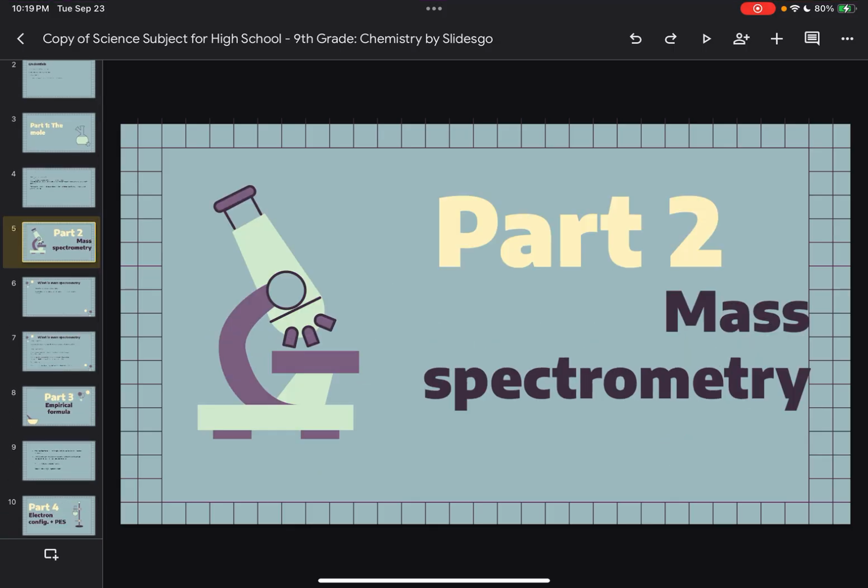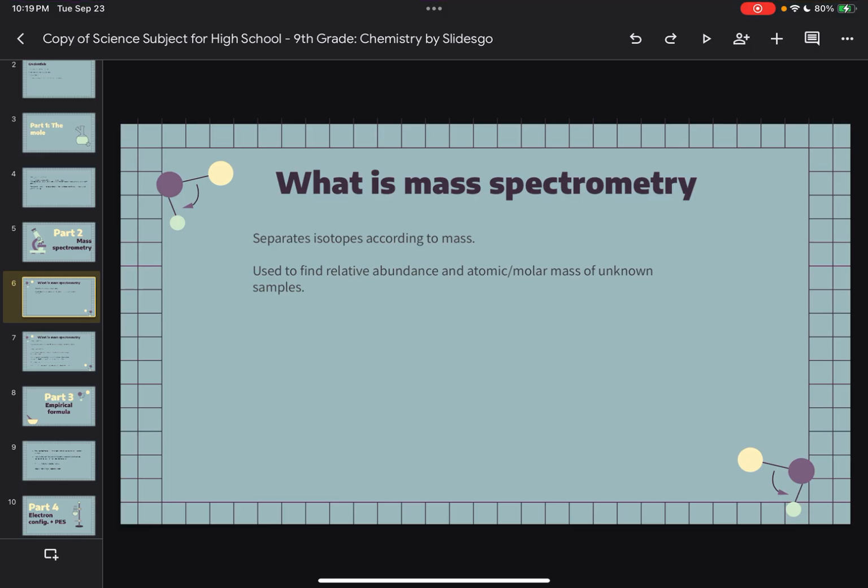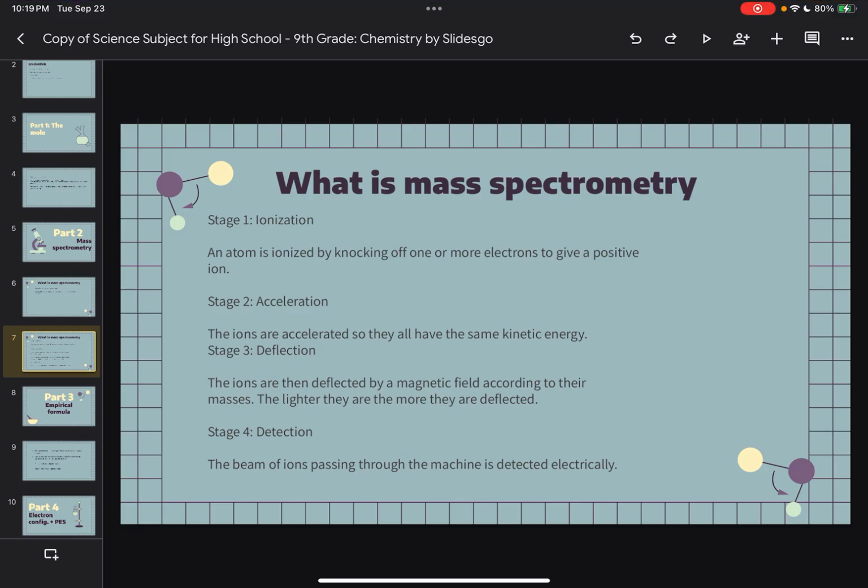Mass spectrometry. So it just separates isotopes according to mass. Really, it's just about calculating, nothing too much conceptually, as long as you really understand. It's also used to find relative abundance and mass of unknown samples. So it goes through stages: ionization, acceleration, deflection, detection, and you kind of need to know this, but not really. Because some parts Miss Corbett asked are conceptual, so it really depends.